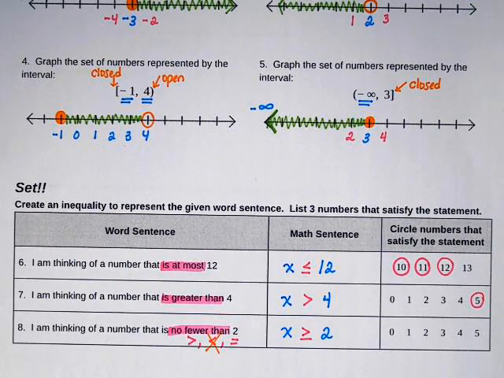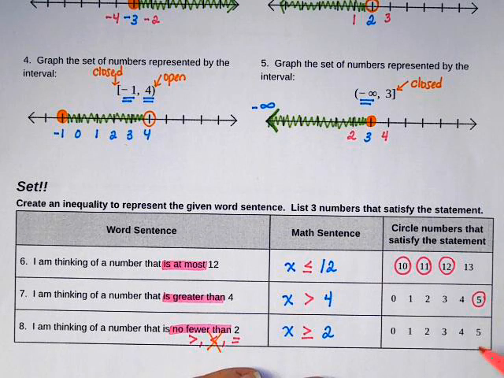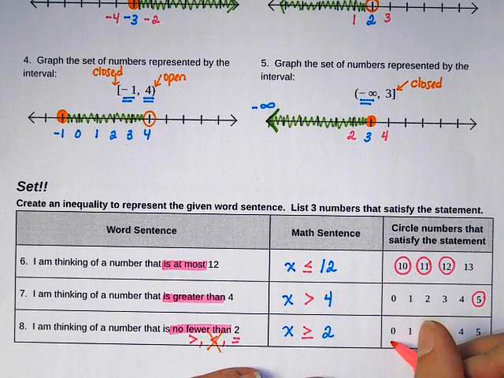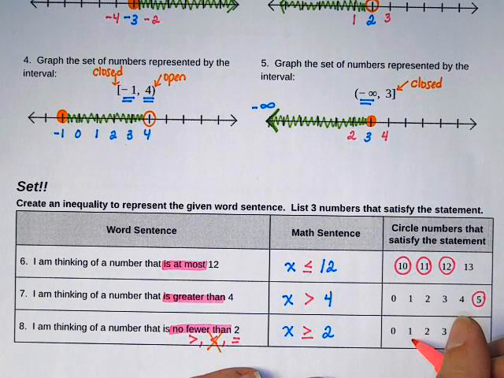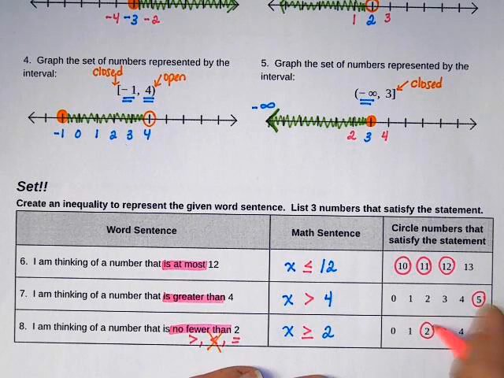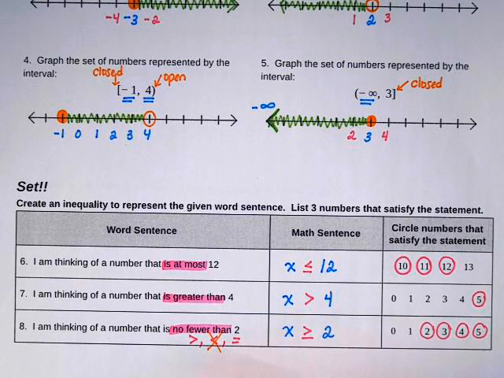So I'm going to go ahead and circle the numbers that are greater than or equal to the number 2. In this case, 0 is not bigger than 2, and neither is 1. 2 is not bigger than 2, but it is equal. So 2 is part of my answer choices, and then 3, 4, and 5.